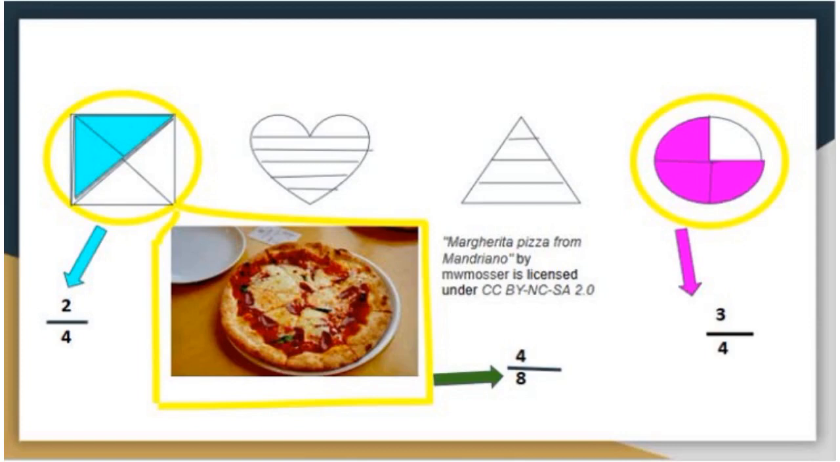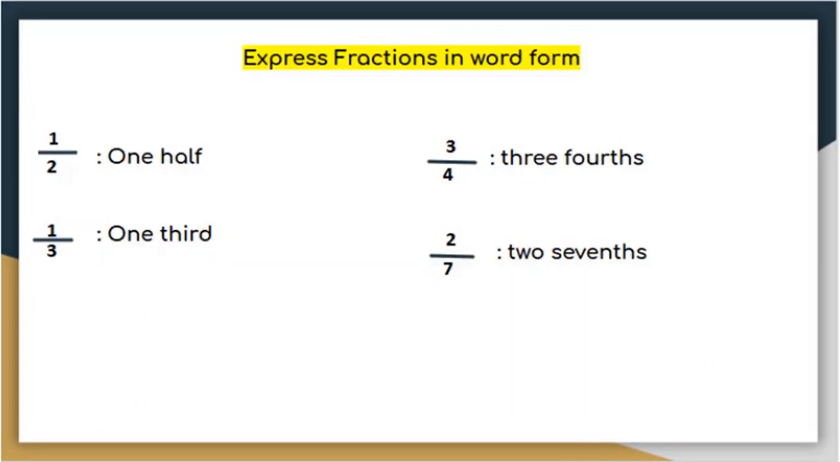As for the circle, I shaded 3 parts, so the numerator is 3 and the denominator is 4 because the whole is divided into 4 equal parts. Finally, the pizza, I ate 4 pieces, so the numerator is 4 and the denominator is 8 because the pizza is divided into 8 equal pieces.